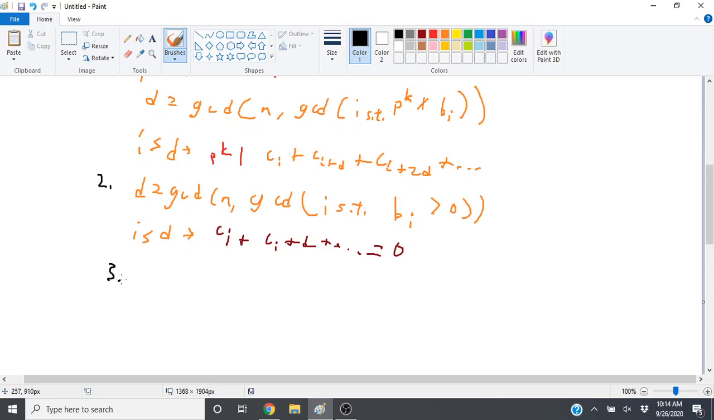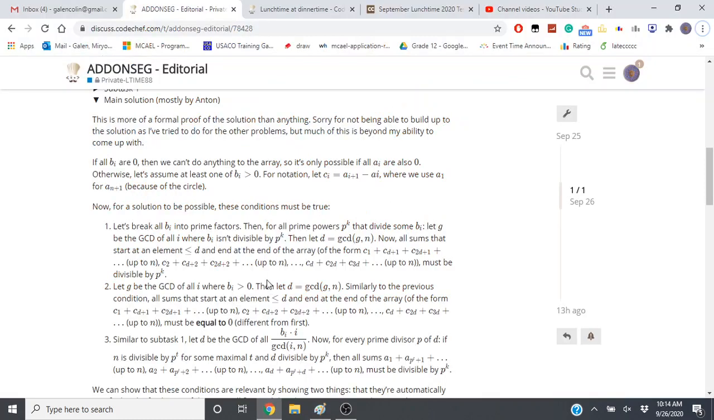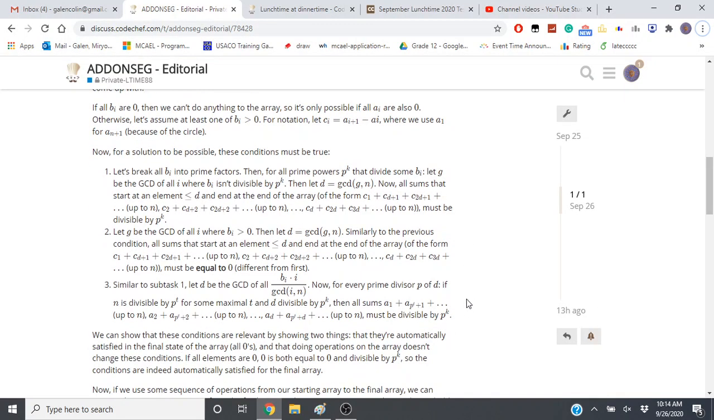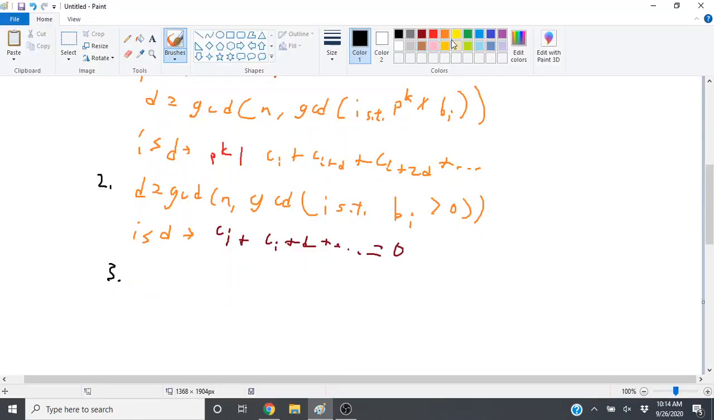We're going to take a similar approach to how we proved the directing a tree problem, rooting the tree, because we're going to show that these conditions are both necessary for the answer to be possible and sufficient. That is, if these conditions are satisfied, we automatically have an answer. So 3 is basically: let d be the GCD of all i times bi over n.